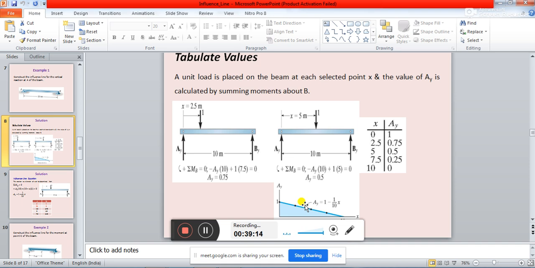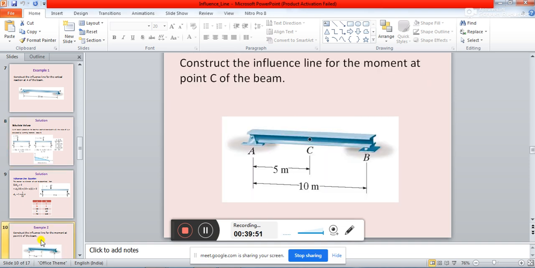However, you should be careful about the dimension of the length of the member, because if you take the length in some different units, then your influence line diagram plotting and the value of the equation you derive will not be correct. Okay, with this concept, let us move a little forward and understand the next problem, example number 2.